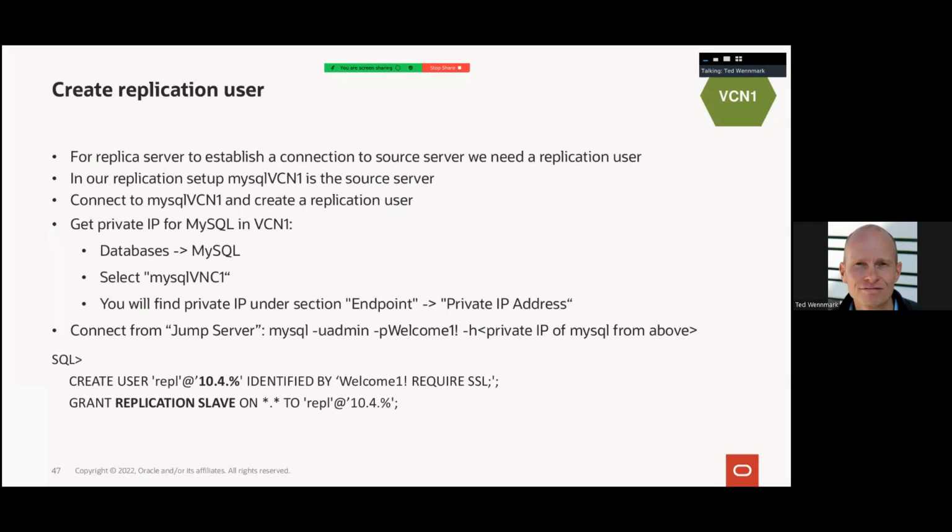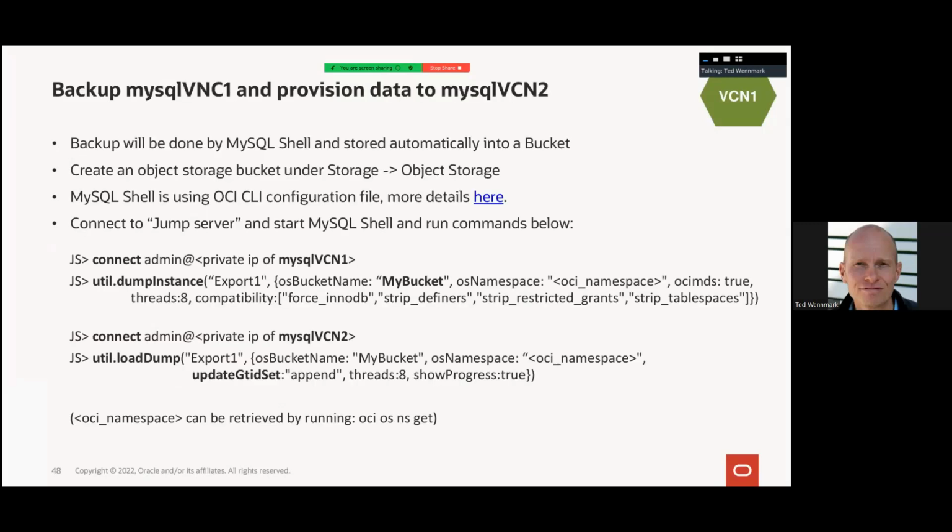So after this, we've created a replication user. That's the first step. The next step is to actually send some data, so provision some data from VCN1 to VCN2. Let's say you have some data. So you will then again connect to the MySQL running in VCN1, and you will dump that data using MySQL Shell. So in this case, we're running MySQL Shell.